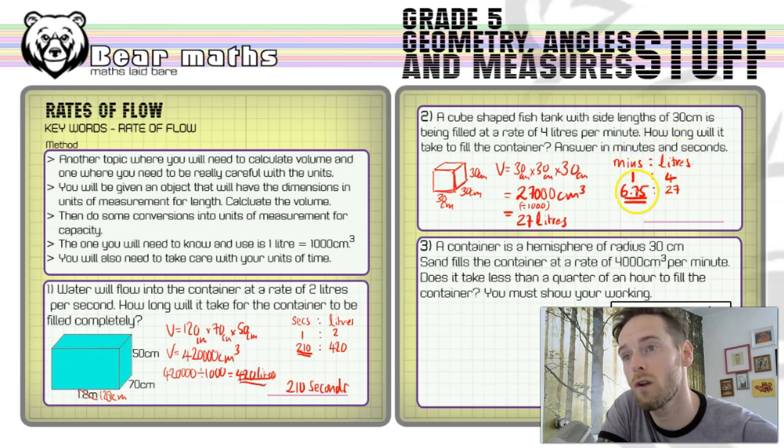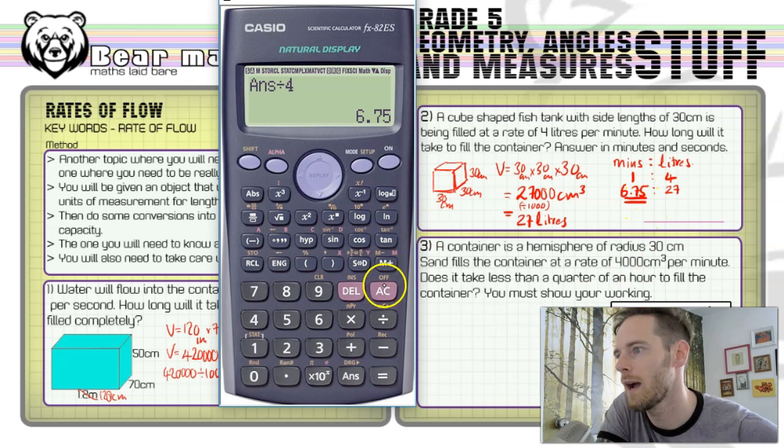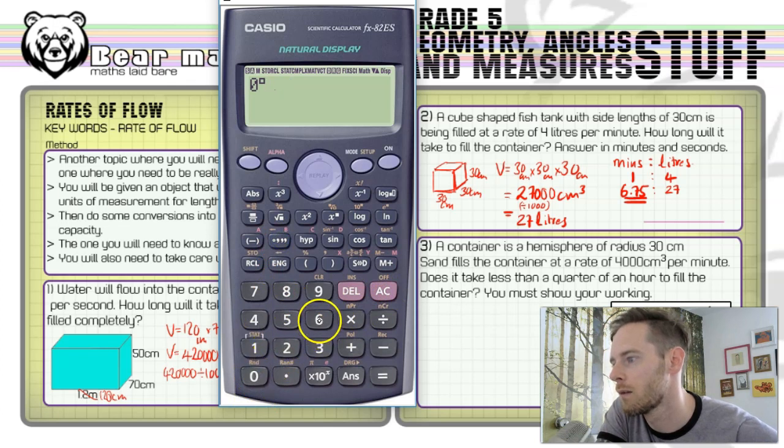Okay, now you might know what 0.75 minutes is already. However, you don't have to know, unless you haven't got a calculator. What you can use is the time button on your calculator. All right, so I'm going to put 0 hours, 6.75 minutes, and 0 seconds.